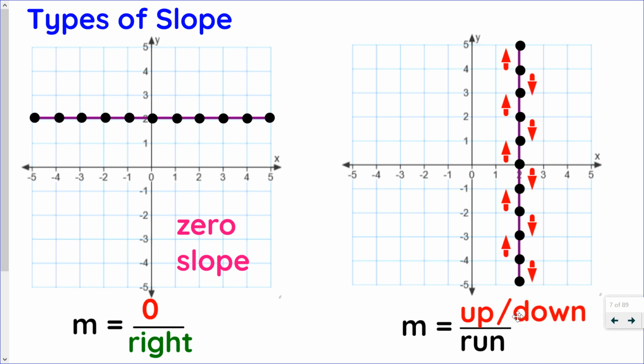So it could be positive or negative, but that doesn't really matter because there is no run. So if I have any number divided by 0, that's a big no-no in math. In fact, it has a special word called undefined. So this would be an undefined slope. It would be impossible. Just like if that was a ski hill, that would be an impossible ski hill if it was straight up or straight down.